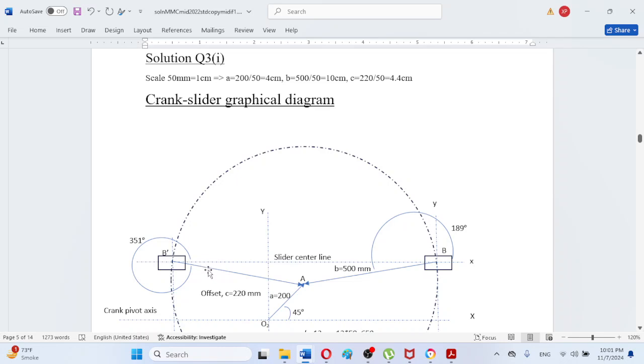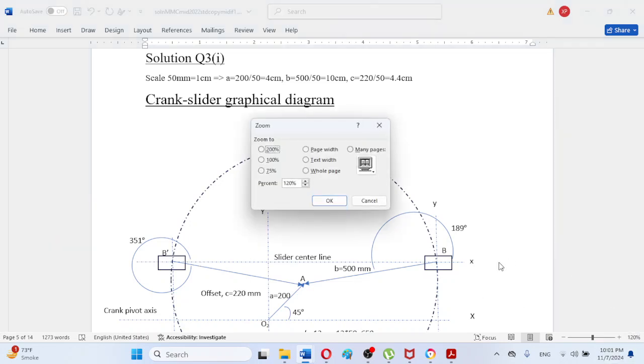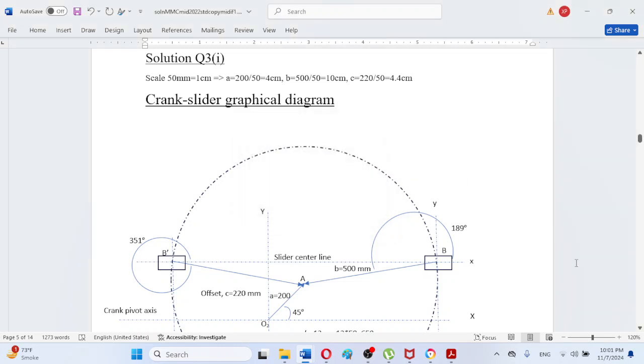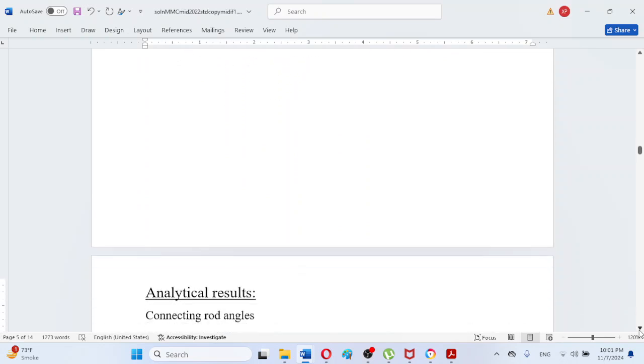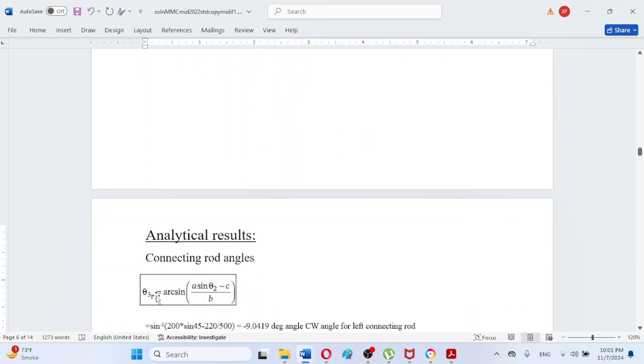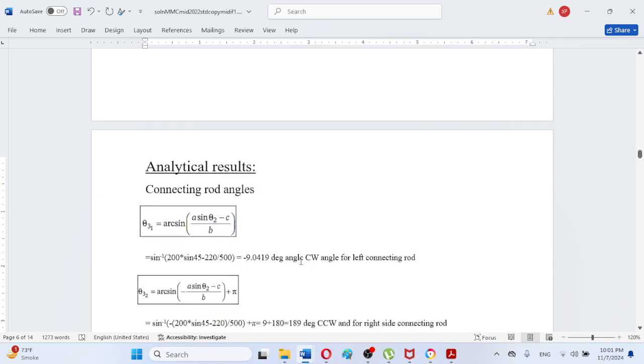So as I have already explained here, we should not strictly stick to the notations that the author has used to derive these formulas. So theta 3 1 according to the book, the answer is actually for theta 3 2. So this minus 9.0419 is actually theta 3 2, or the angle for the left hand circuit.